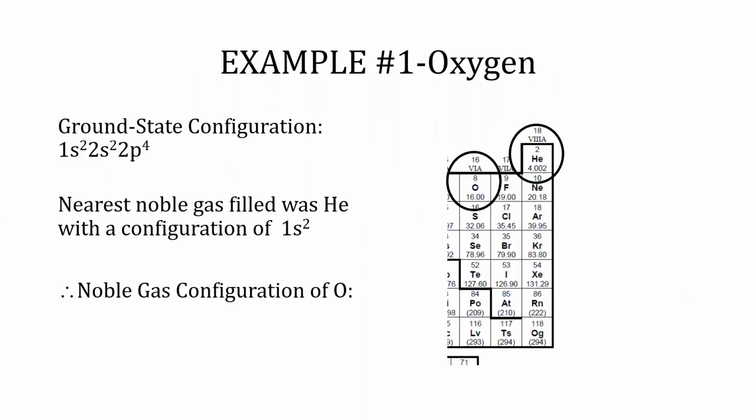The first example is oxygen with an atomic number of 8, so it has 8 electrons. The ground state configuration for O is 1s2, 2s2, 2p4. And since the nearest noble gas it passed was helium with an electron configuration of 1s2, the noble gas configuration of oxygen is He in brackets 2s2, 2p4.